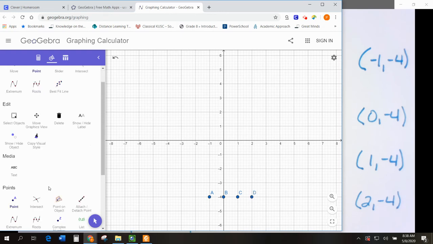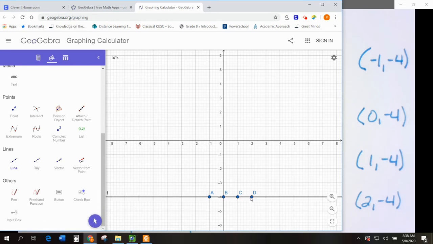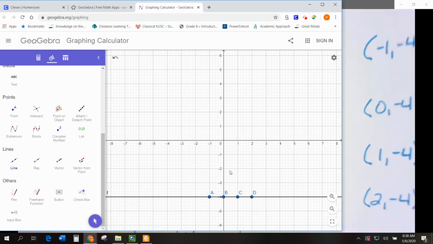And then I can graph a line here. And there I go. I have a horizontal line. And notice that the horizontal line goes through the y-axis at -4. Notice we kept getting y equals -4, and that goes through -4 on the y-axis. Let's go to the next problem.